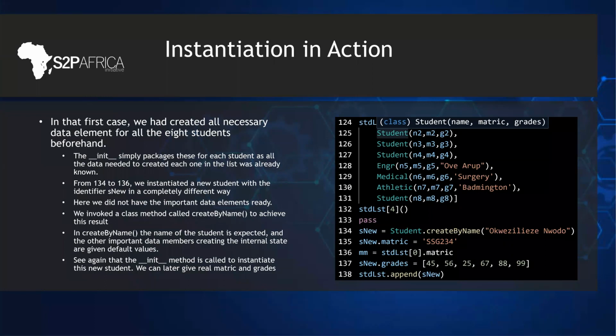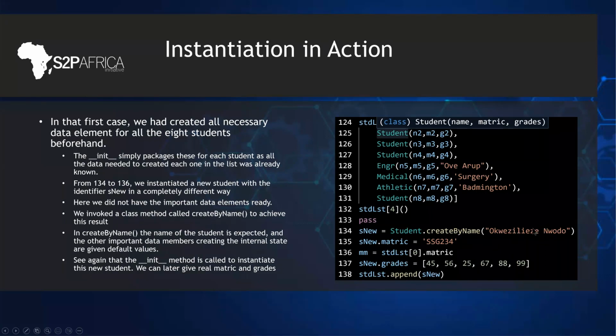In createByName, the name of the student is expected, and all the other important data members creating the internal state are given default values. So, for instance, if dunder init wants to create a student, and it only knows it needs the student's name, matriculation number, and grades in 6 subjects. Let us say it only knows, by one reason or the other, like in line 134 now. You are creating the student, but you have only supplied its name.